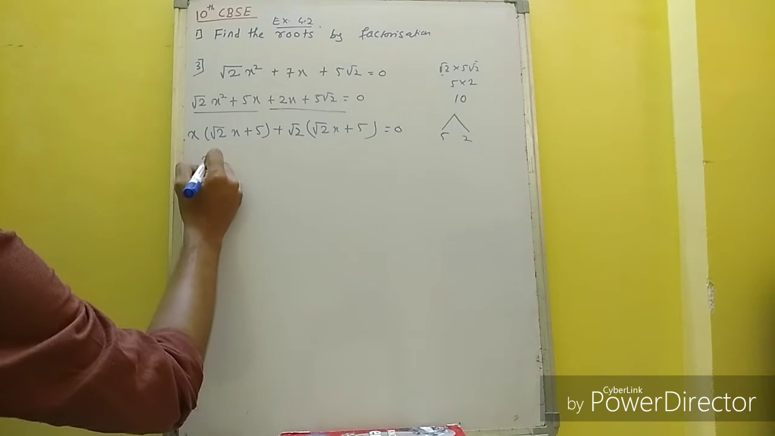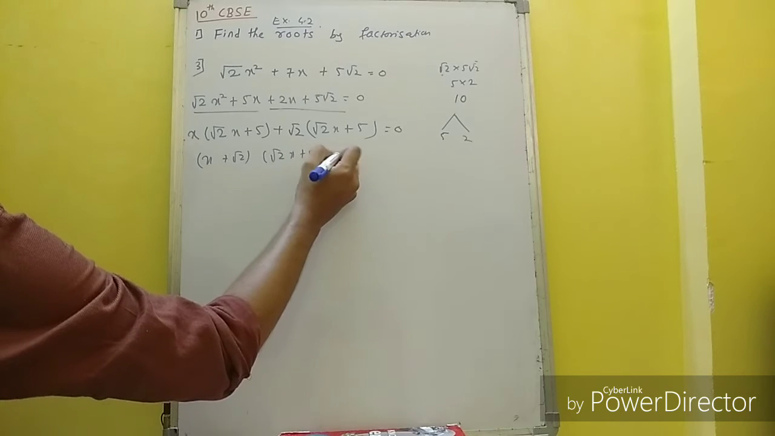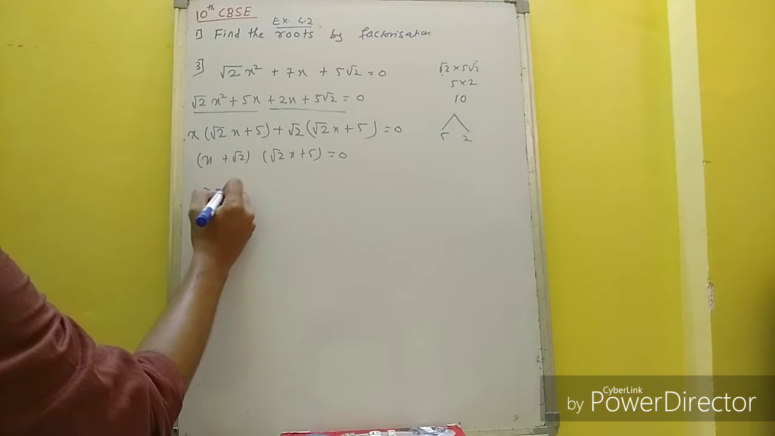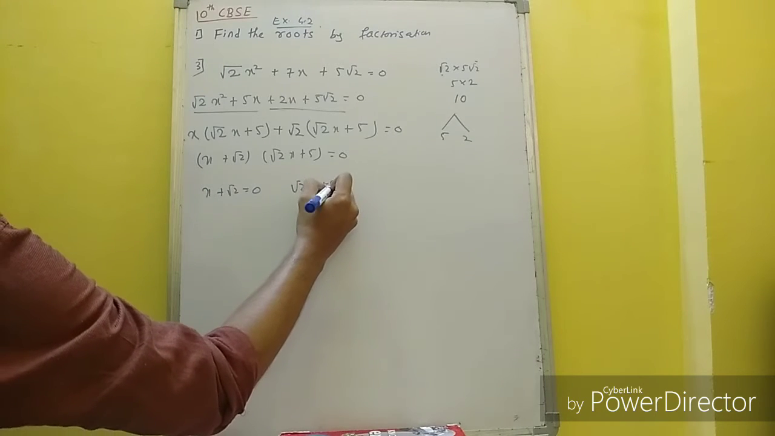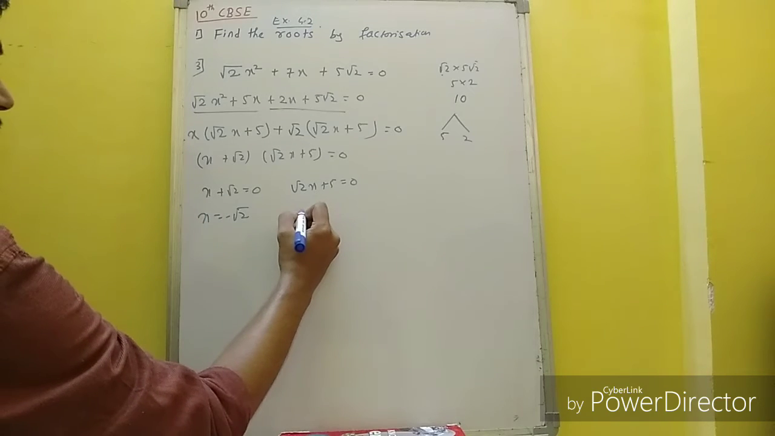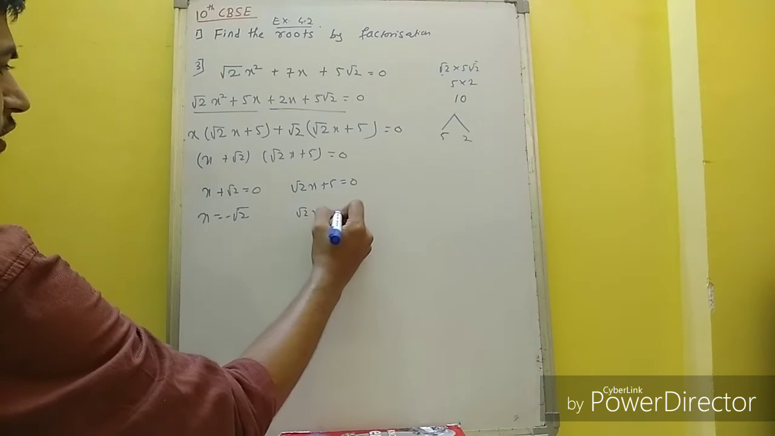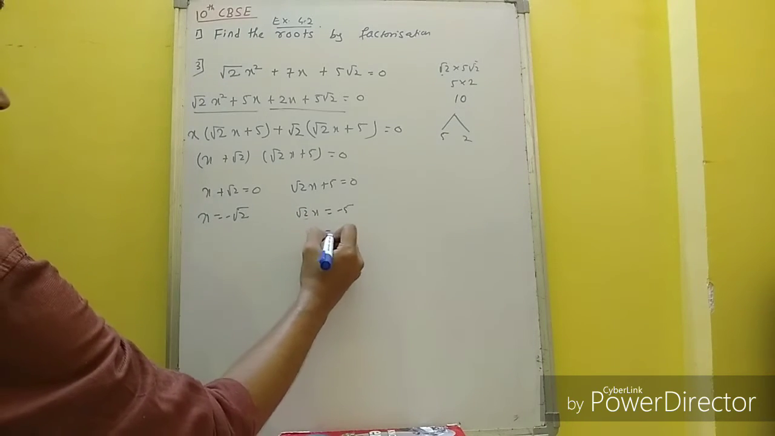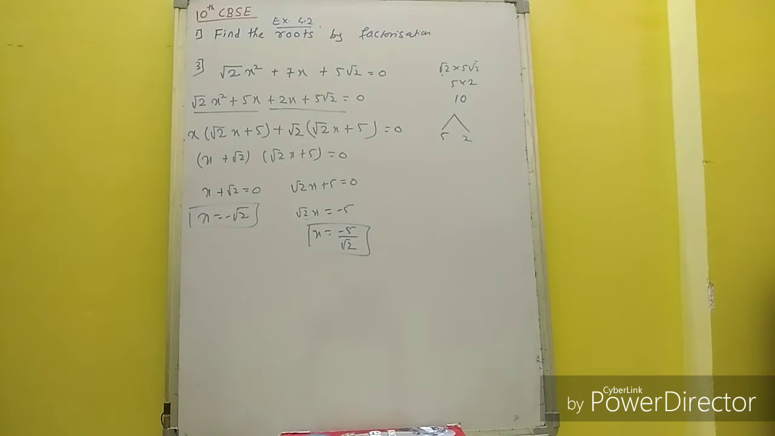Perfect. So x plus root 2 is one of the brackets, root 2 x plus 5 is the other one. So x plus root 2 is equal to 0, root 2x plus 5 is equal to 0. x is equal to minus root 2, root 2x is equal to minus 5. So x is equal to minus 5 upon root 2 and x is equal to minus root 2. So this was the solution for the third one. Now we will move to the fourth one.